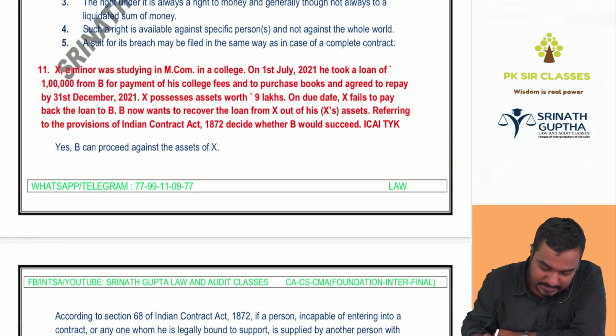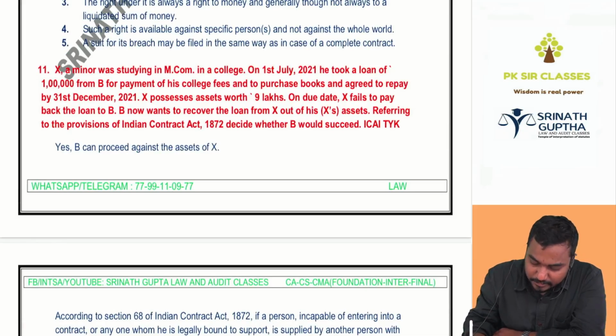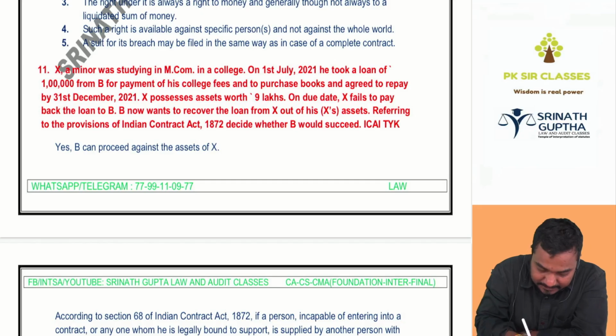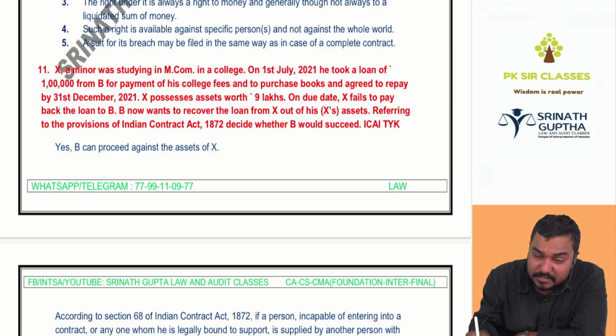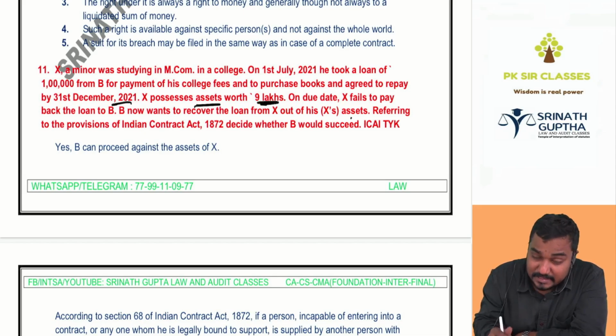Next, X, a minor, was studying MCom in a college. On 1st July 2021, he took a loan of 1 lakh from B for payment of his college fees and to purchase books, which are necessary. Education is necessary. He agreed to repay by 31st December 2021. X possesses assets worth 9 lakhs. Assets 9 lakhs, loan 1 lakh.